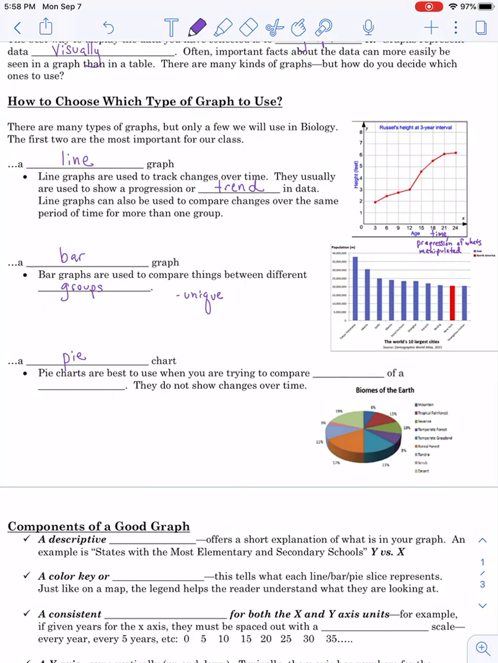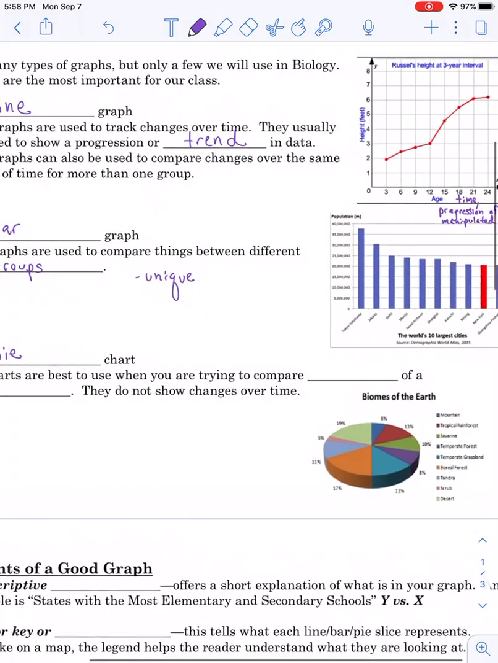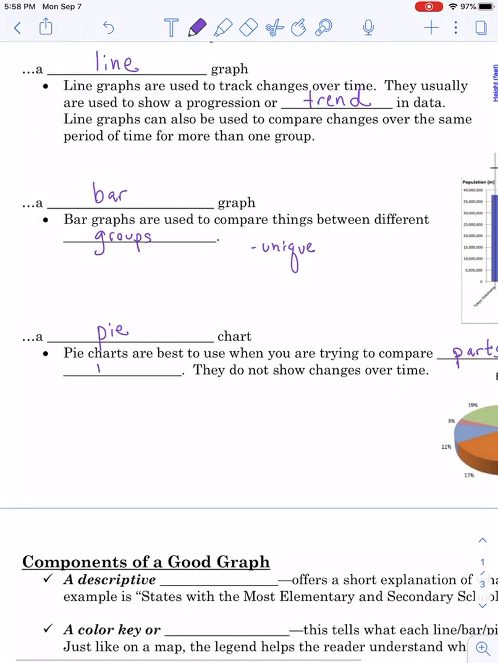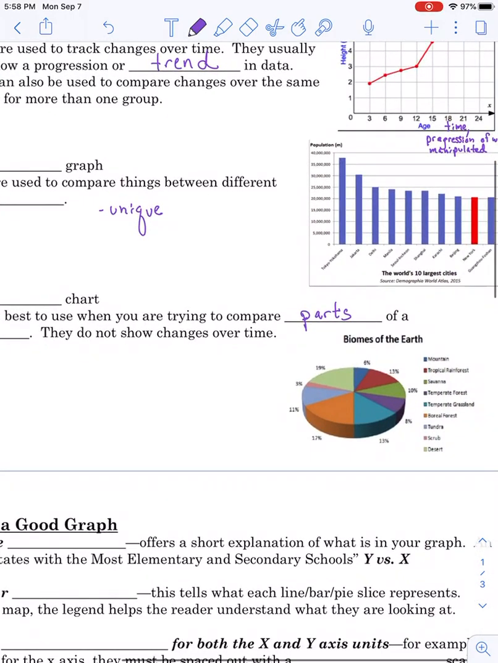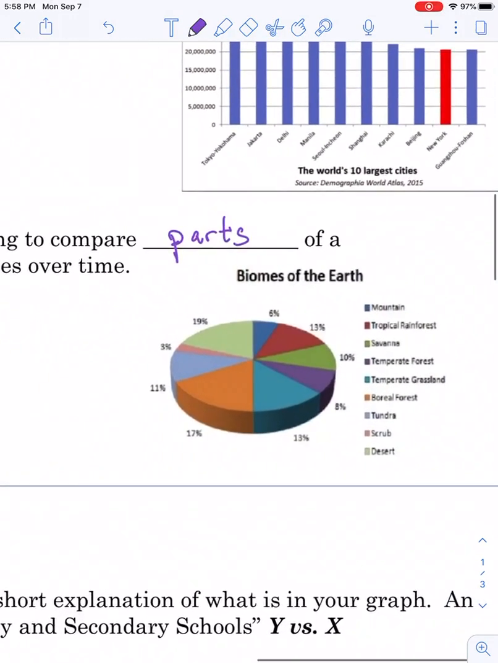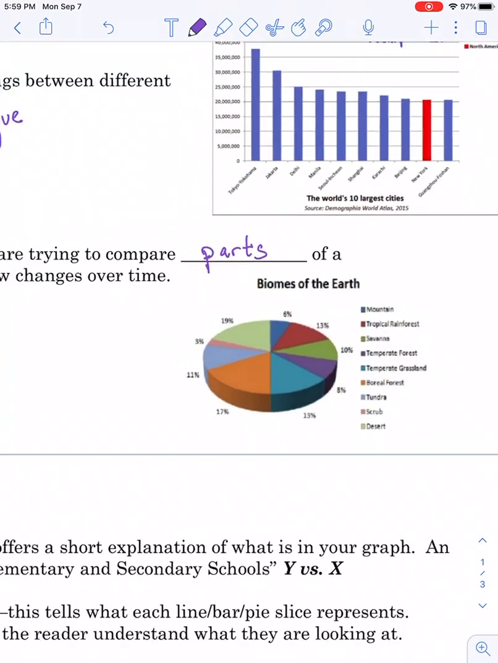Finally, a pie chart is best used when you are trying to compare parts of a whole. They do not show changes over time. So the example shown here is if the entire pie is all of the biomes on Earth, each individual slice is what percent are the various biomes. So mountainous biomes or tropical rainforest. So this is useful when you're trying to explain parts to a whole of something.